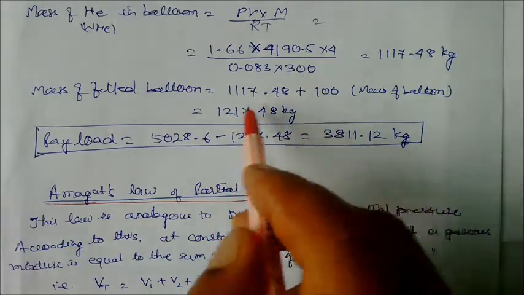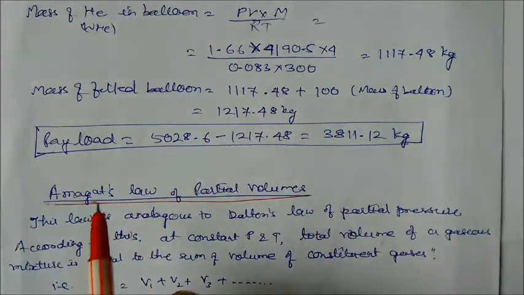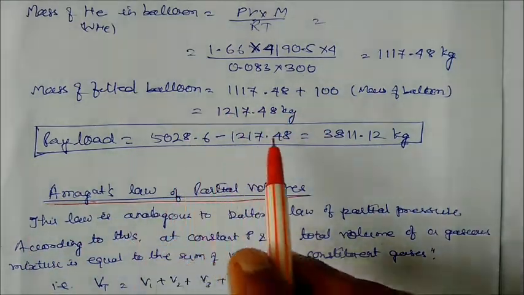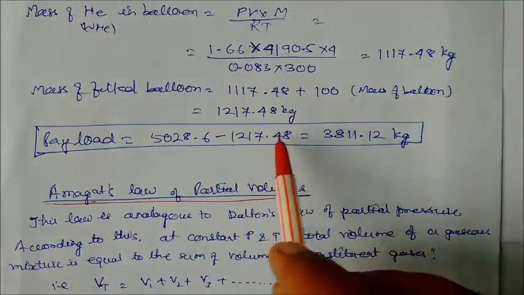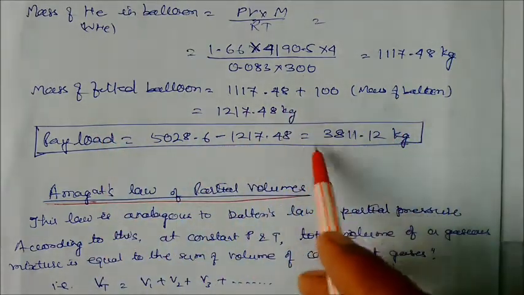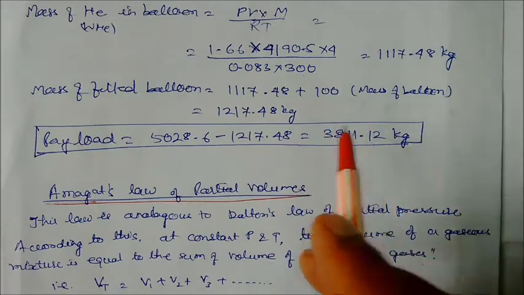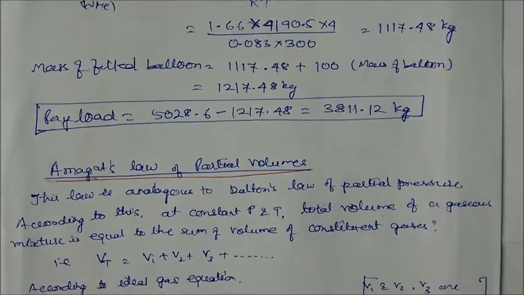So add it. What is payload? Payload is the mass of the displaced air minus the mass of the filled balloon, with the mass of the balloon. So we will get this, this is the payload. This is our answer.